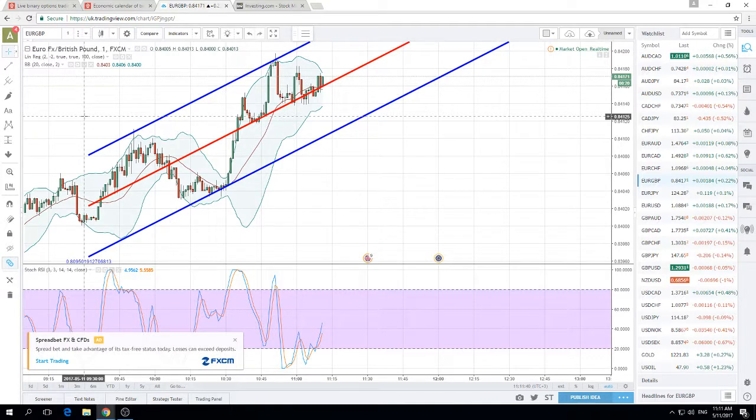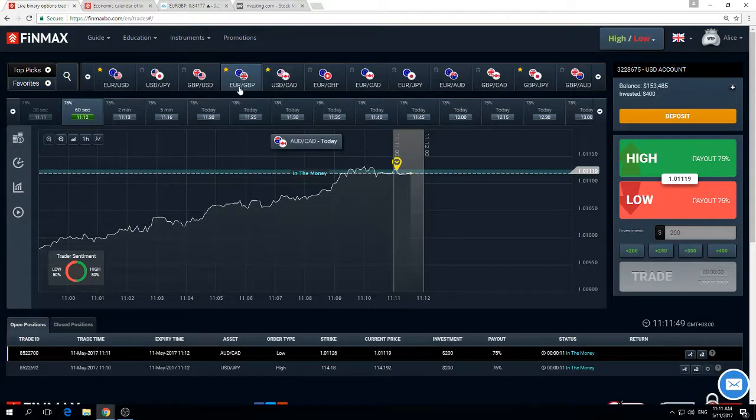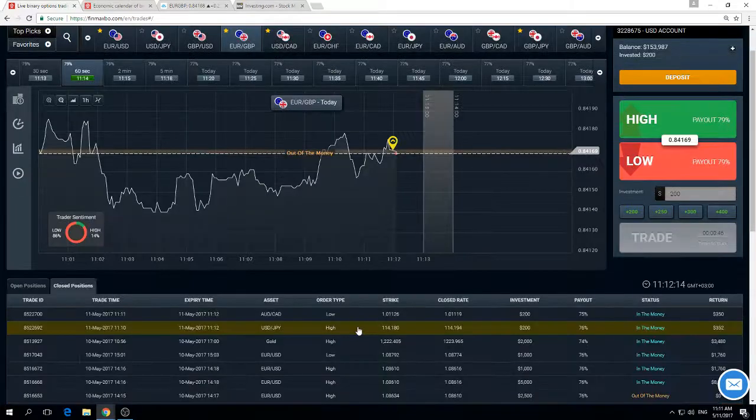Pretty interesting situation for the Euro British pound. I believe that's an opportunity to enter for 1 minute for high. So 2 trades have expired in the money. Besides, you can see here the results of the trading that I did yesterday.